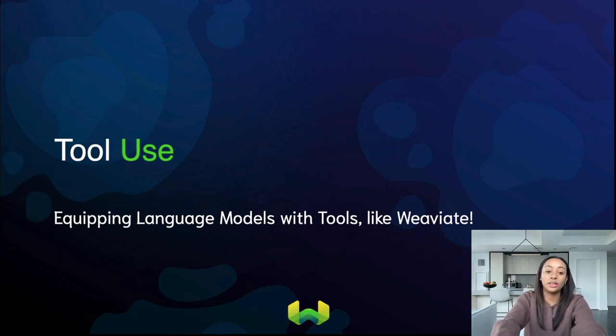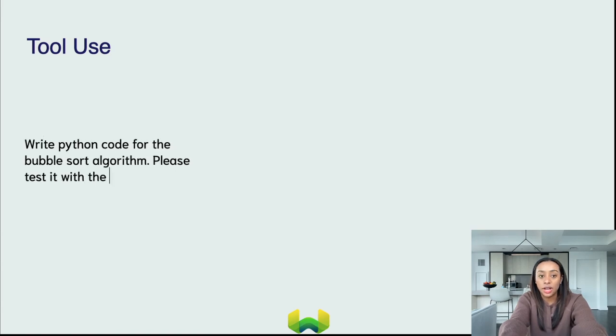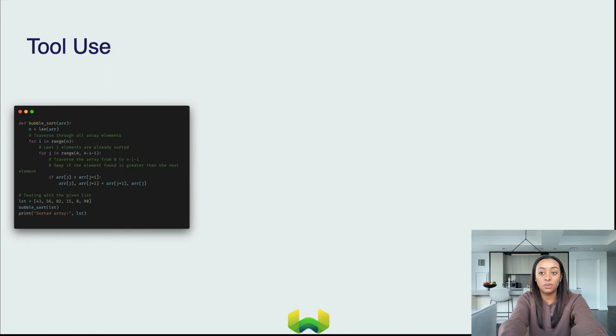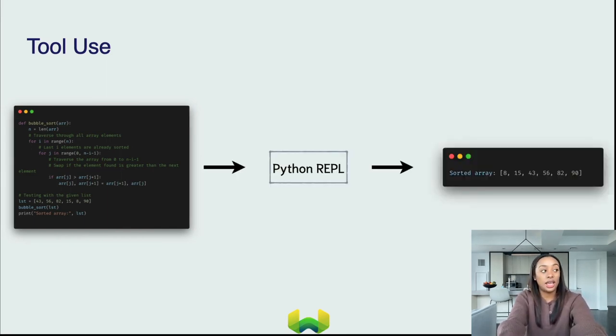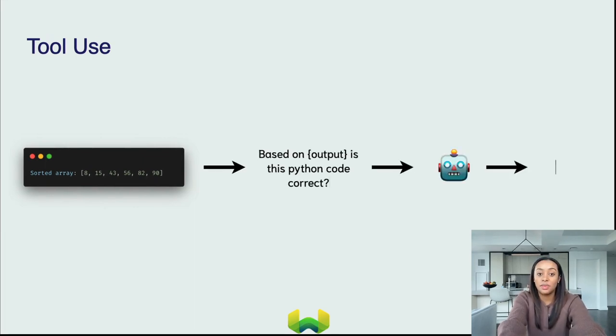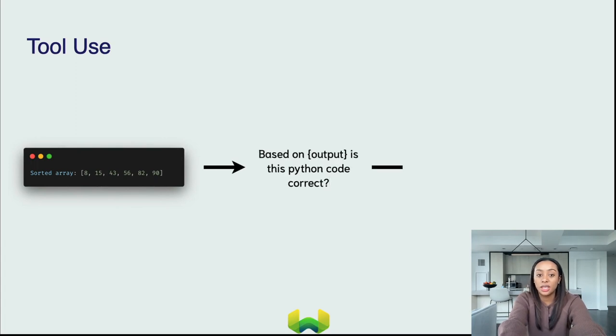Next, we'll be going over tool use. So this is equipping language models with tools like Weaviate, a code executor, or even a calculator. I'm asking it to write Python code for the bubble sort algorithm. I'm passing it through the Python REPL, which is a code executor that is implemented in LangChain, and it outputted the response. And then from here, I'm asking the language model, based on the output, is this Python code correct? And then it says yes.